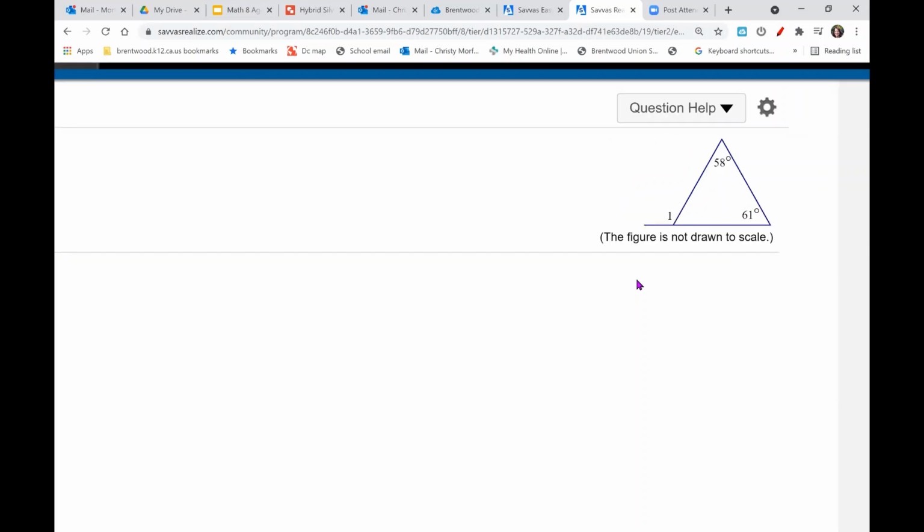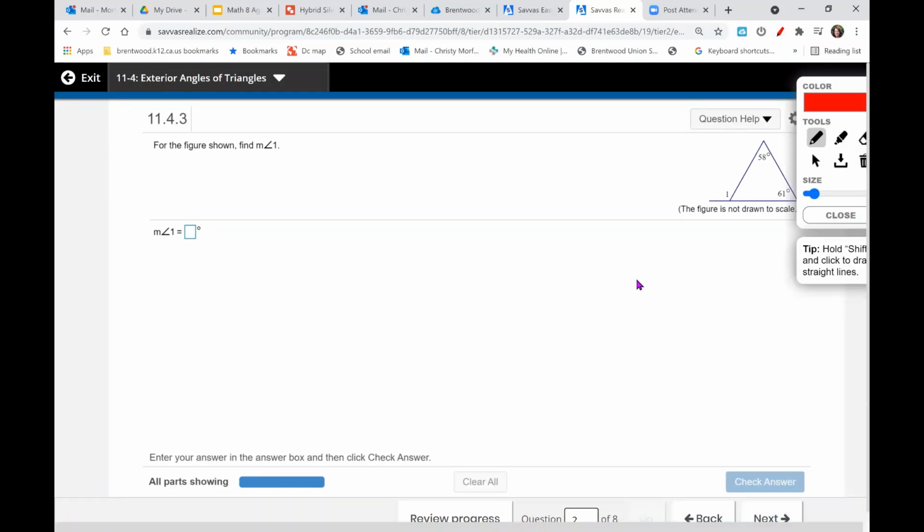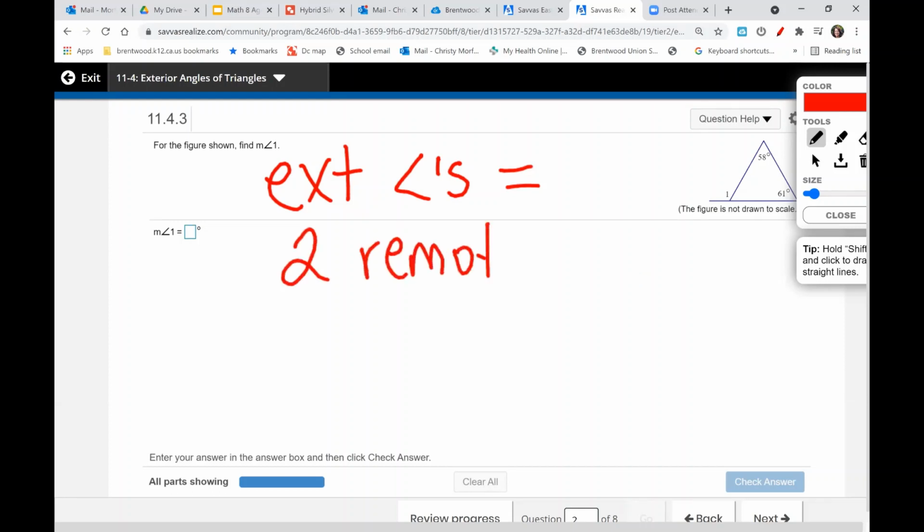So what you need to know today is that when you're working with exterior angles, I'll write it right here. Maybe you want to take a picture of it or just watch the video again later. I'm going to put exterior angles. So an exterior angle is equal to the two remote interior angles. I'll explain what that means right now.